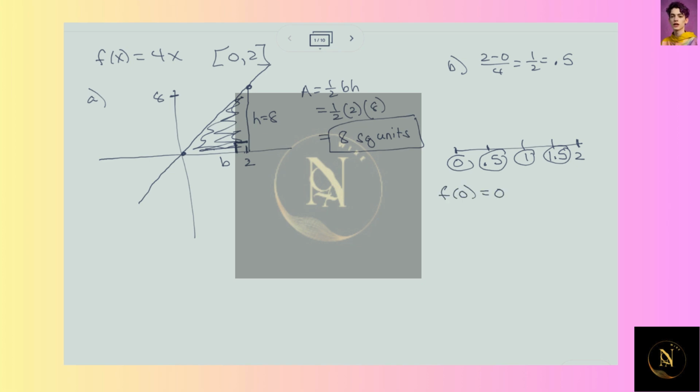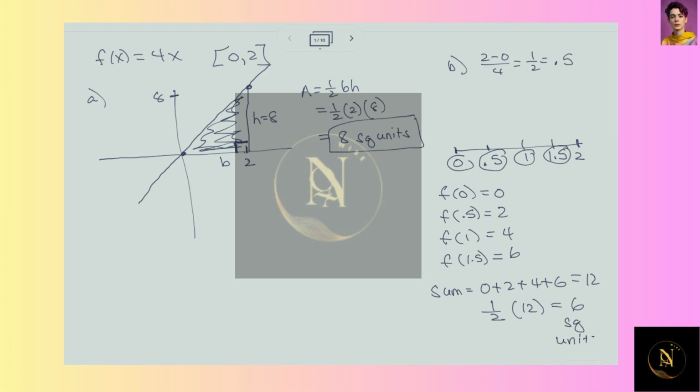f of 0 is 0, f of 0.5 is 2, f of 1 is 4, and f of 1.5 is 6. I'm going to sum those values. So 0 plus 2 plus 4 plus 6, that's 12, and I'm going to multiply that by the width of the interval. So that gives me 6 square units. So that's not a terribly accurate estimation, right?